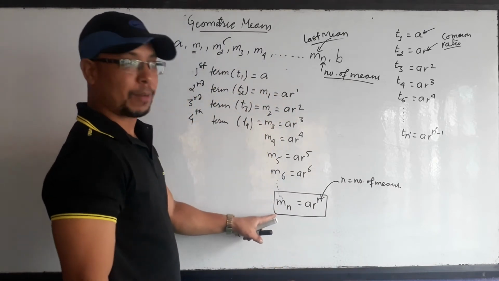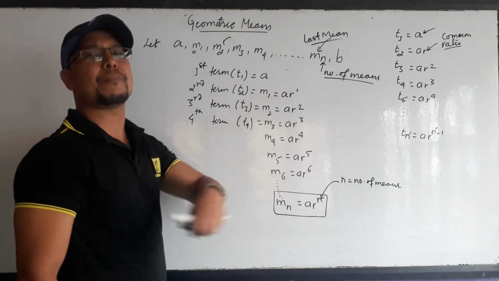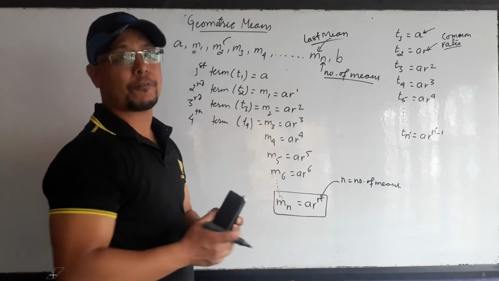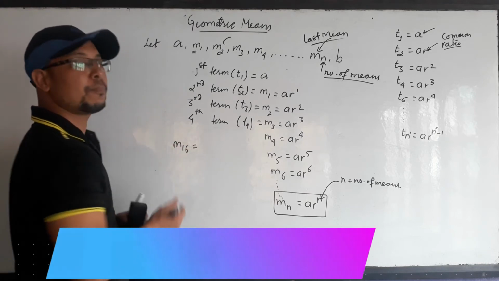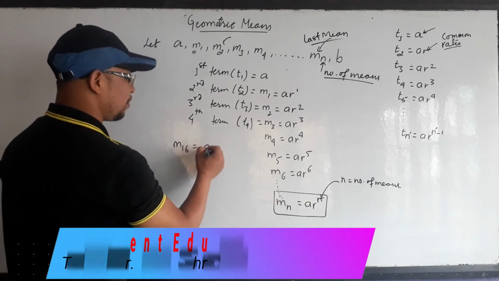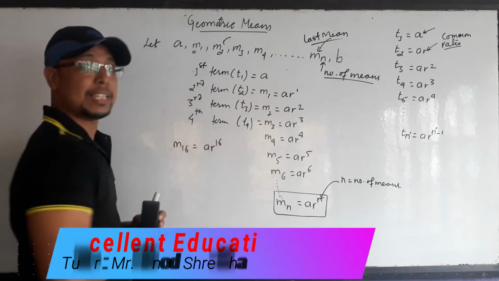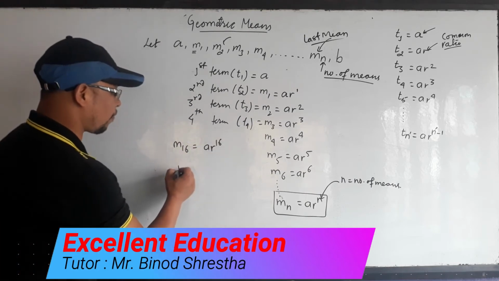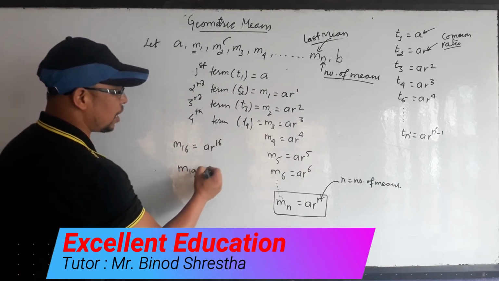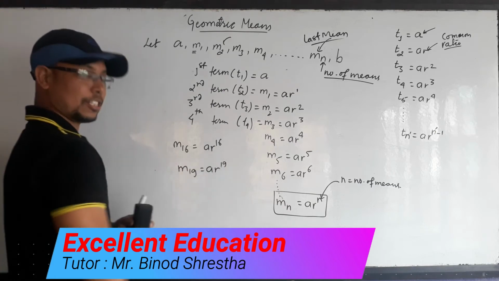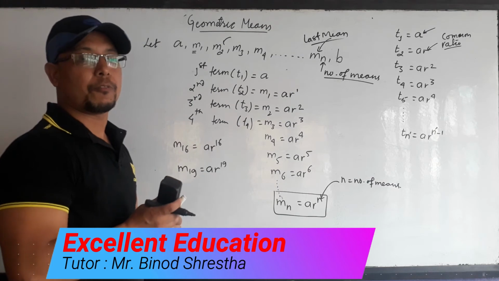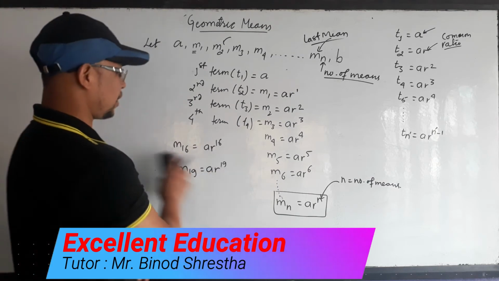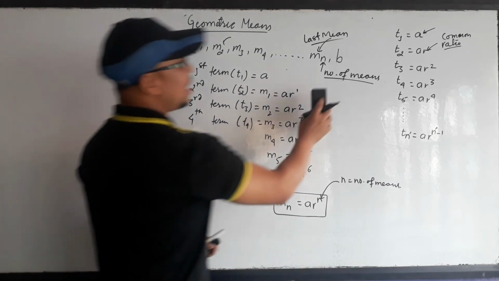Okay students, this is the formula. By using this formula you can remember any formula for finding the mean. Can you tell me what is the formula for the 16th mean? 16 means AR power 16. Very easy. What is the formula for the 19th mean? AR power 19. This is how you remember the formula for finding the mean. Okay students, now let me derive.